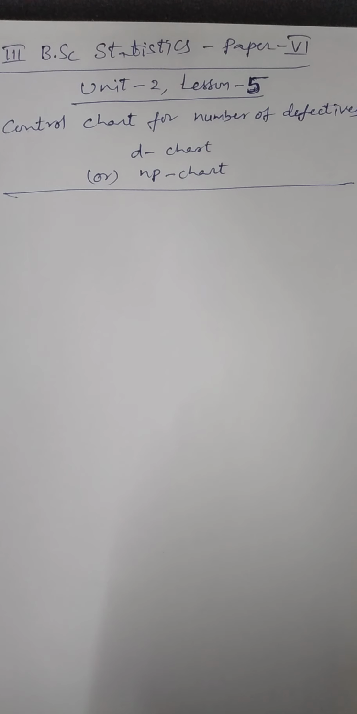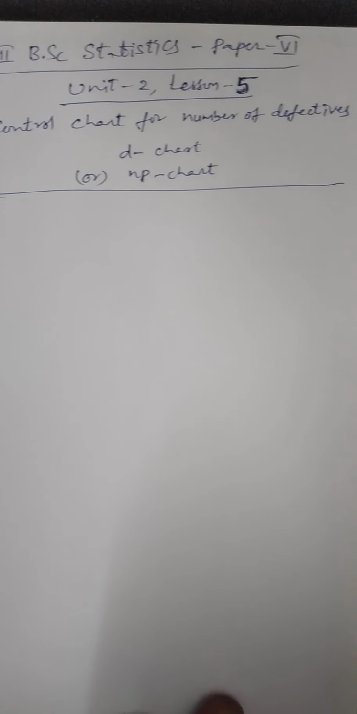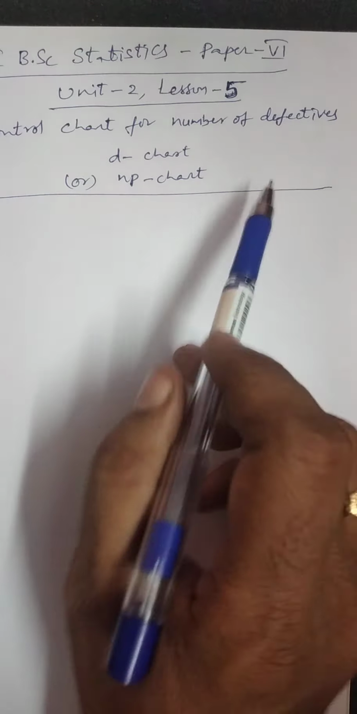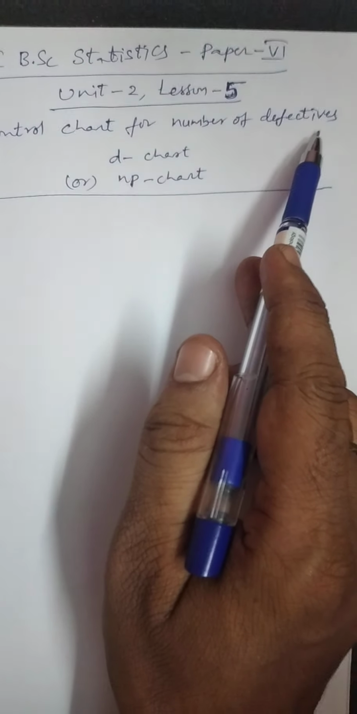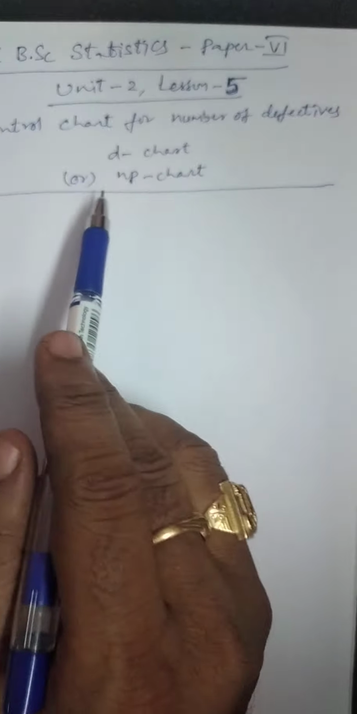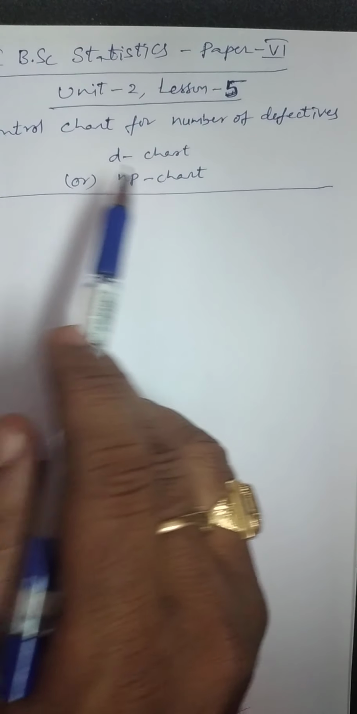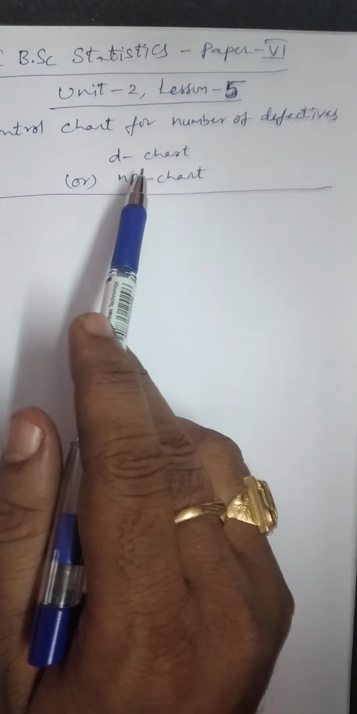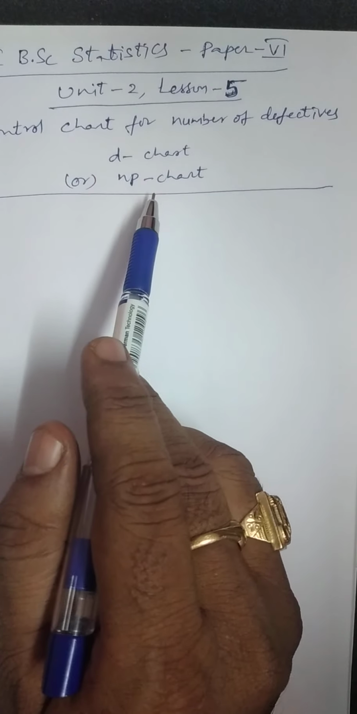In paper 6 in unit 2, today we discuss lesson 5. Lesson 5 is control chart for number of defectives, D chart or NP chart. Control chart for number of defectives, D chart or NP chart.